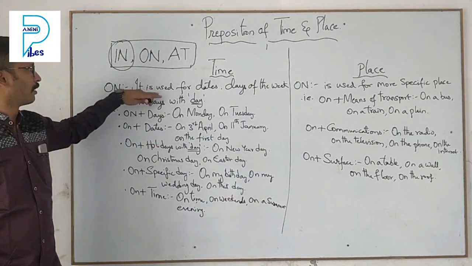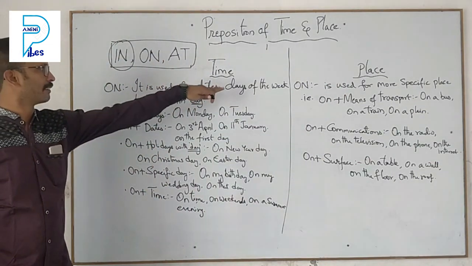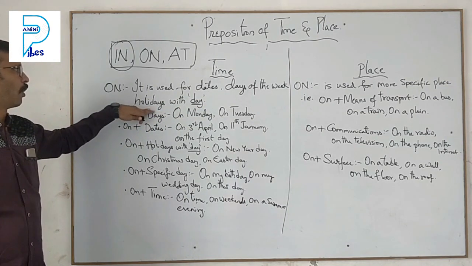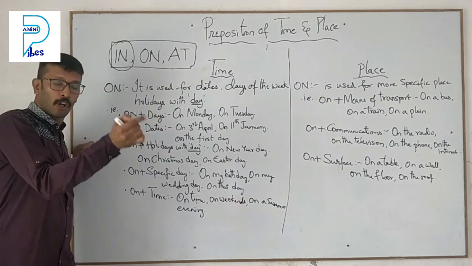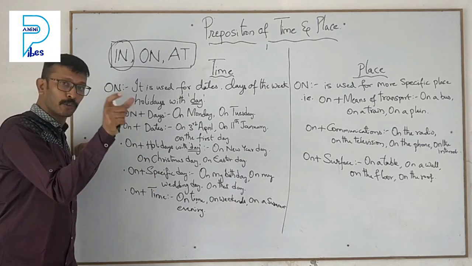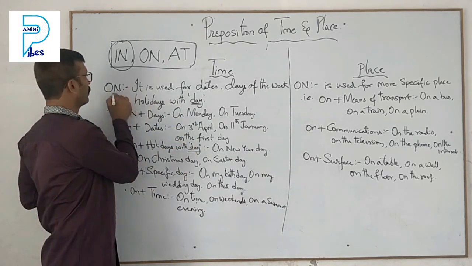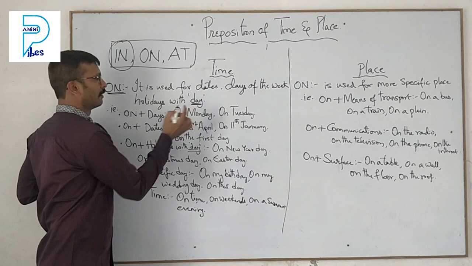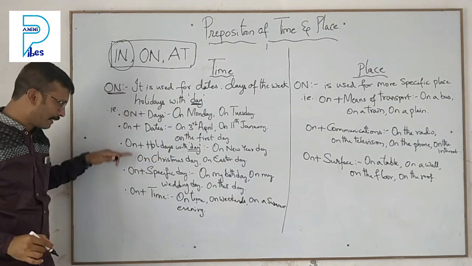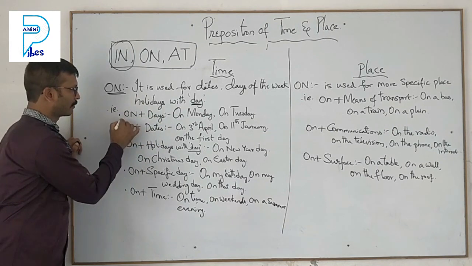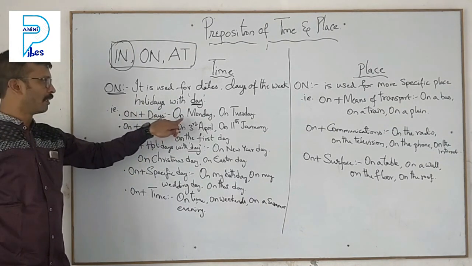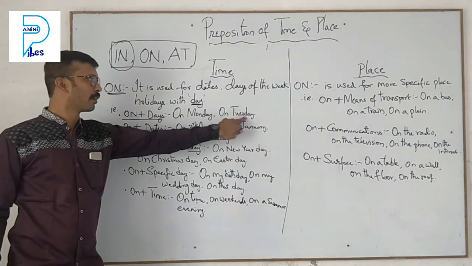On is used for dates, days of the week, holidays with day. Remember, अच्छी तरह याद रखें, जब हम लोग हॉलीडेज के नाम बोलते हैं तो डे जब उसके साथ आता है तब हम लोग ऑन यूज करते हैं. Let us learn in detail all the further areas. On plus days, like for example on Monday, on Tuesday.